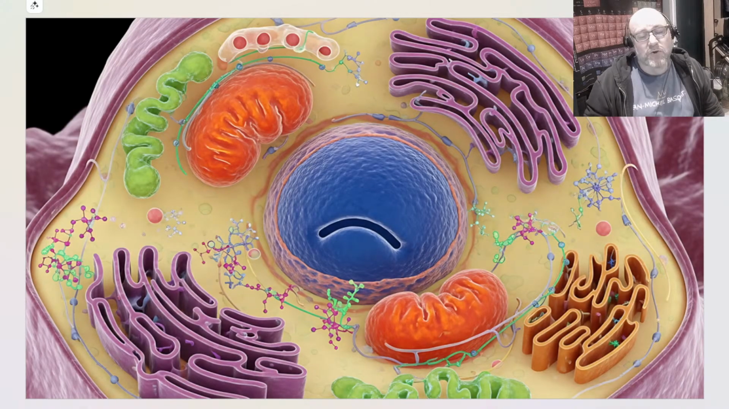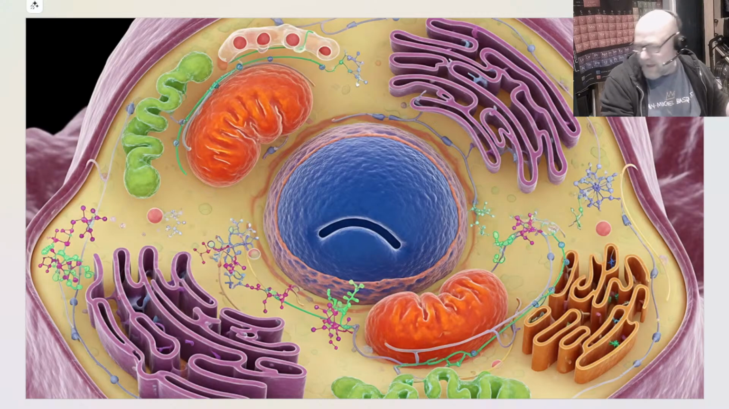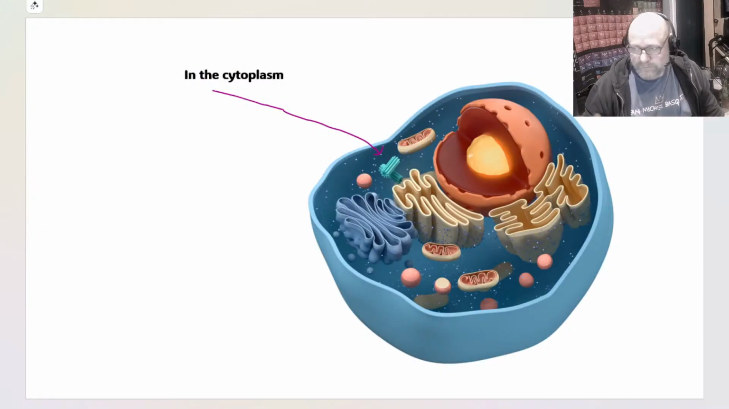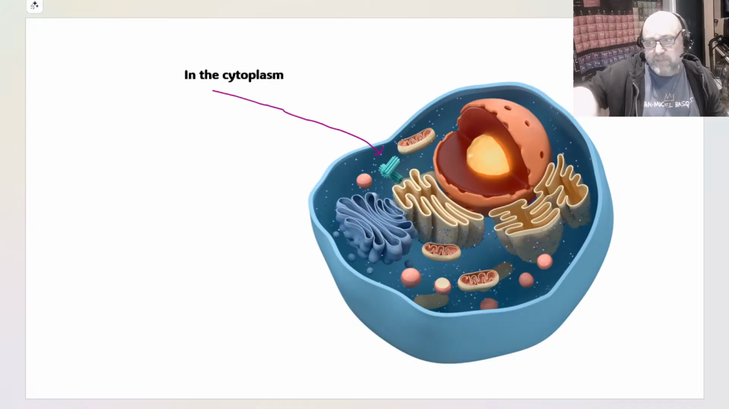So having mitochondria would have been a benefit, but we are looking at anaerobic, and it's in the cytoplasm. So anaerobic respiration happens in the cytoplasm. That's the clear jelly-like liquid within the cell that the organelles are suspended in.